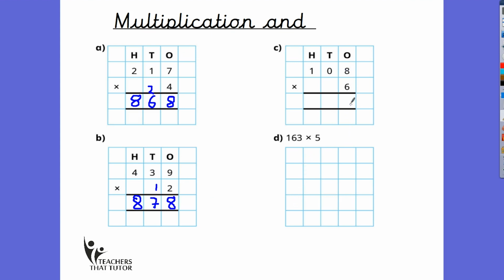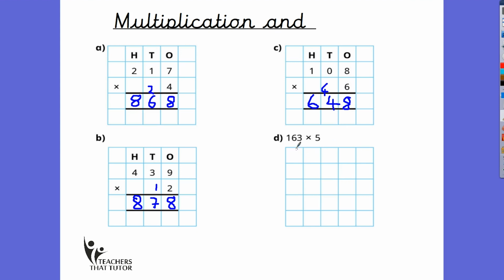8 times 6 is 48. 8 down, carry the 4 tens. 0 groups of 6. You have 0 groups of anything is going to be 0. 6 groups of 0 also is 0. But we've got these 4 tens that we've carried over, so that becomes 4. And then 100 times 6. 6 groups of 100 is going to be 600.